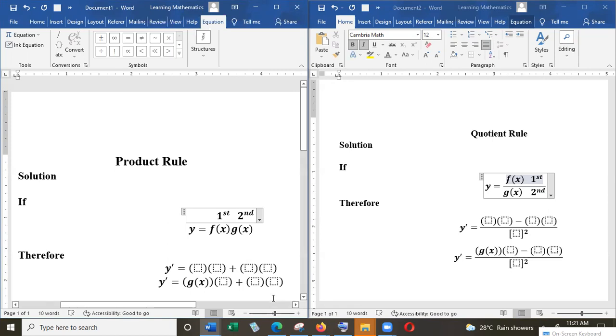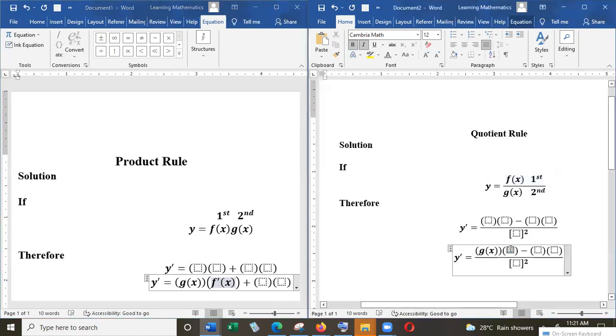So as a rule, you can just carry forward the second function. It doesn't matter for the product rule, but it matters for the quotient rule. You must carry forward the second function, and you differentiate the first function: f prime of x.